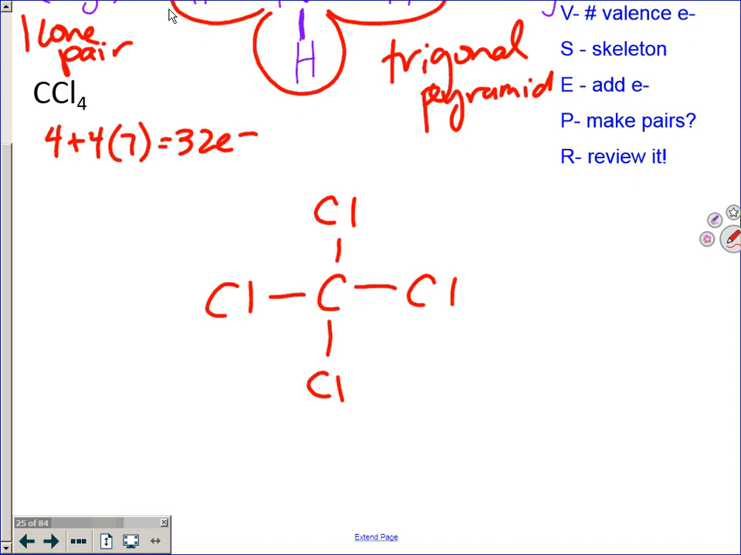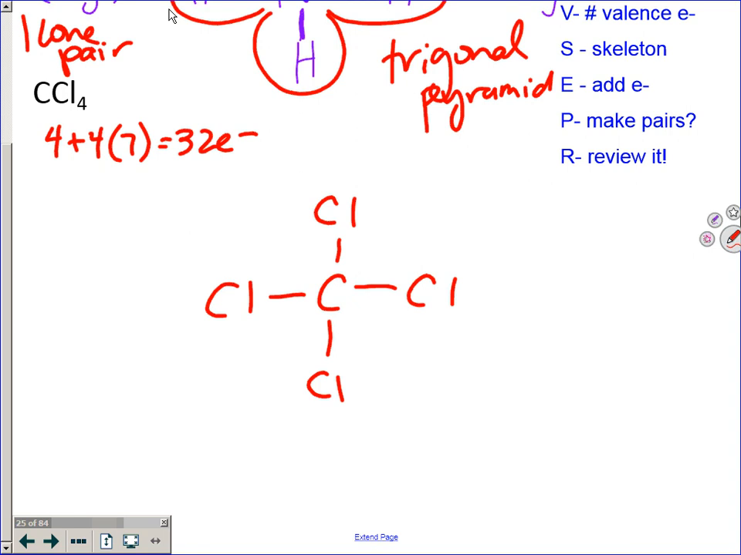3, 2, 1. Eyes up here. All right, so do not build yet. I need to make sure you're good. So hands off the Legos or I have to take them from here. Thanks. So you guys took your 4 for your carbon valence electrons, 4 chlorines with 7 valence electrons. Who got 32 valence electrons?